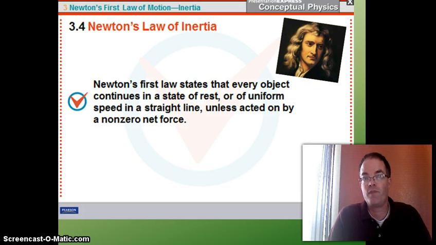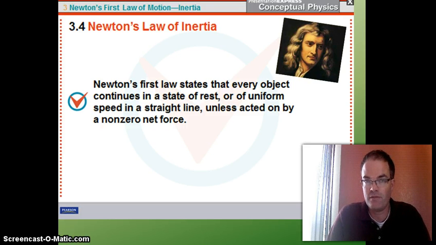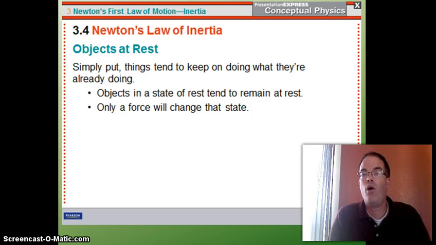Newton came into the picture and introduced some laws of motion. One of his laws, the first law, is called the law of inertia, and it is this law that we study in this chapter. Newton's first law states that every object continues in a state of rest or in uniform speed in a straight line unless acted upon by a net force. Objects in static equilibrium will remain in static equilibrium. Objects in dynamic equilibrium will remain in dynamic equilibrium unless a net force acts on them. All right? Only a force can cause change.